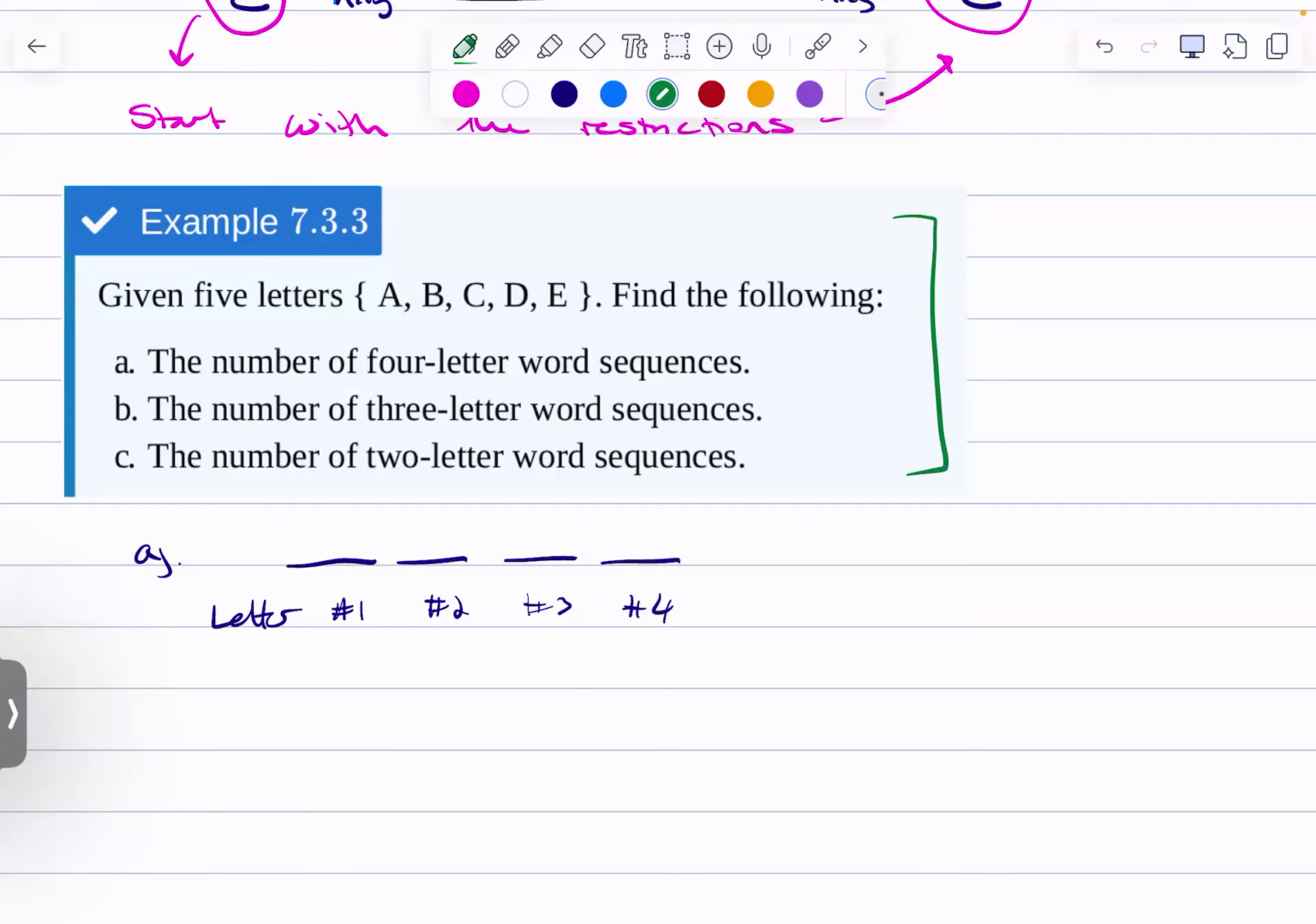And I'm going to say assume no repetition is allowed. Otherwise, it'd be really boring, right? 5 times 5 times 5 times 5. I guess it's still kind of boring, but in a different way. So for 5 letters, first letter I have 5 choices, then 4, then 3, then 2.